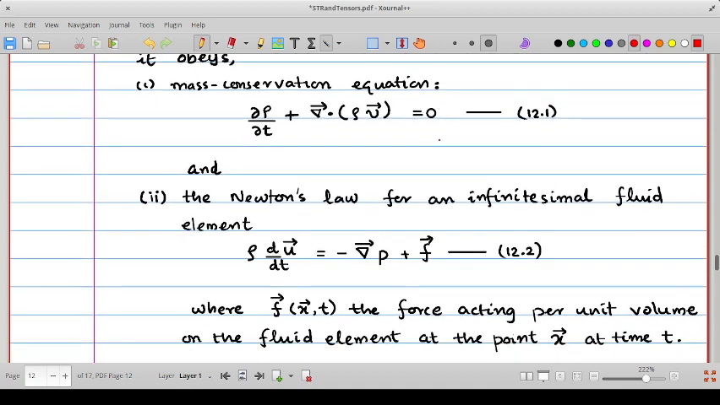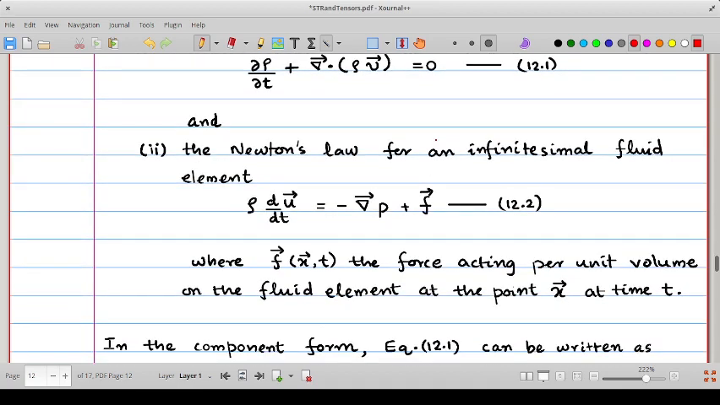Now the second one is Newton's law for an infinitesimally small fluid element. There, each particle will have a velocity given by the value of the velocity field at that point. So if v is the velocity, the acceleration of each particle at that point is dv/dt, and in that infinitesimally small region the total mass of the particles will be rho times the infinitesimally small volume. So per unit volume, mass is rho. So rho times dv/dt is the force acting per unit volume on the particles in that infinitesimally small region.